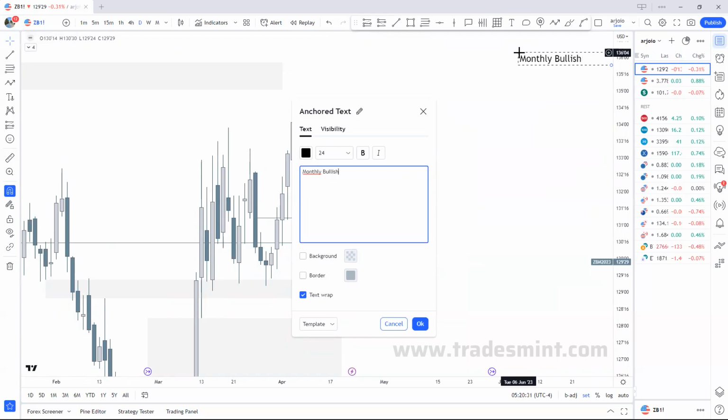Monthly bullish, weekly bearish. So next weekly candle, we are expecting a bearish candle. Daily is bearish. So next daily candle, we are expecting a bearish candle as well. Next monthly candle, we are expecting a bullish candle.